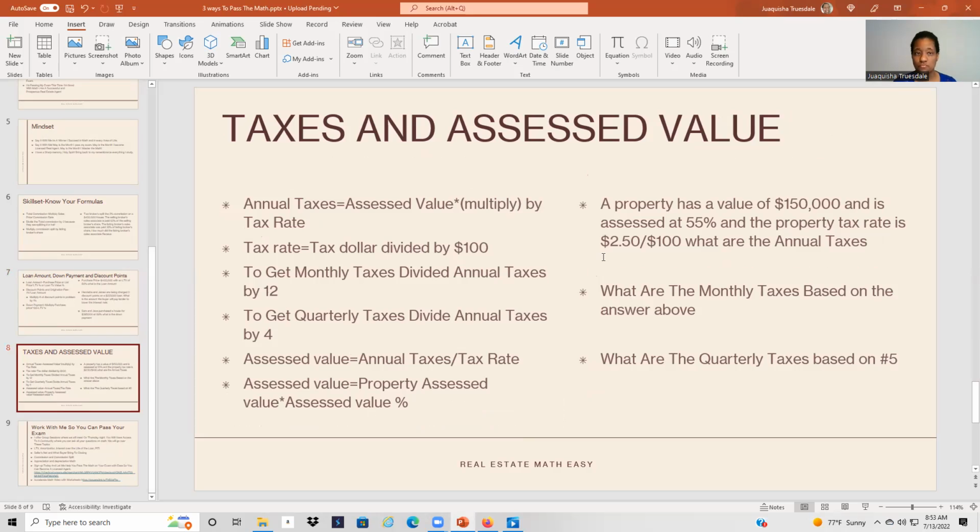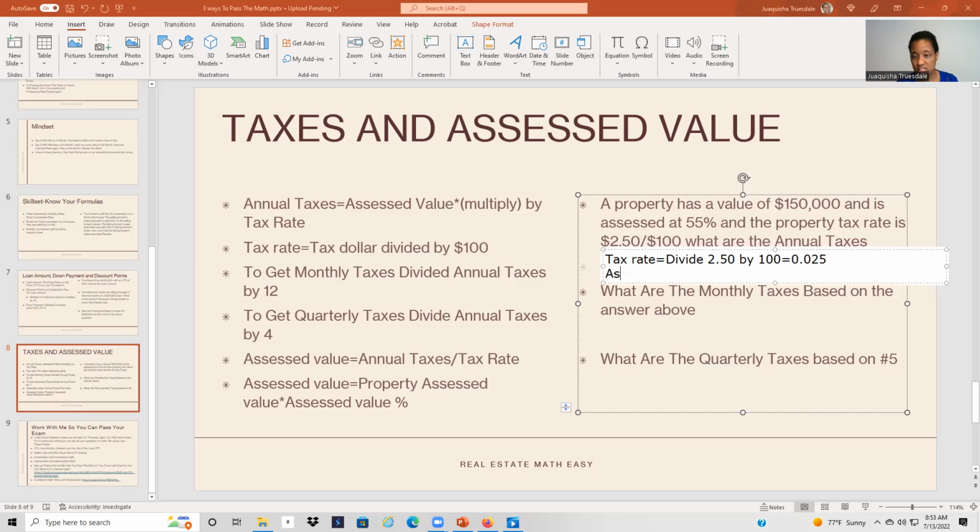Okay. This is the taxes and assessed value. It says the property has a value of $150,000, is assessed at 55%, and the property tax rate is $2.50 per $100. So the first thing we got to do is get the tax rate. Equal to, we got to divide $2.50 by 100. And when you divide $2.50 by 100, you get 0.025.